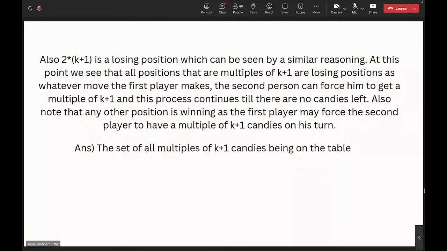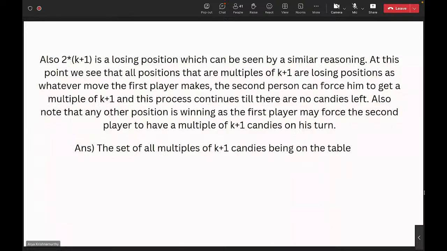And since k plus 1 candies on the table is a losing position, the first guy will definitely win. Also, by using a similar argument, you can find that 2 times k plus 1 is a losing position. So we now conjecture that when there are multiples of k plus 1 candies available on the table, the person who's starting the game will lose, because whatever the first player does, the second player can force him to get another multiple of k plus 1, and this process continues till there are no candies left. You can think of it as some kind of proof by induction. You can try to prove it using induction.